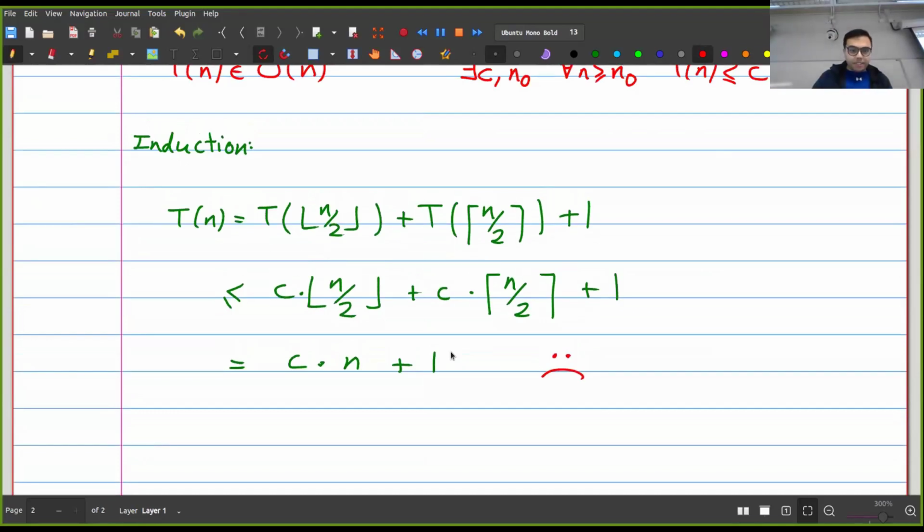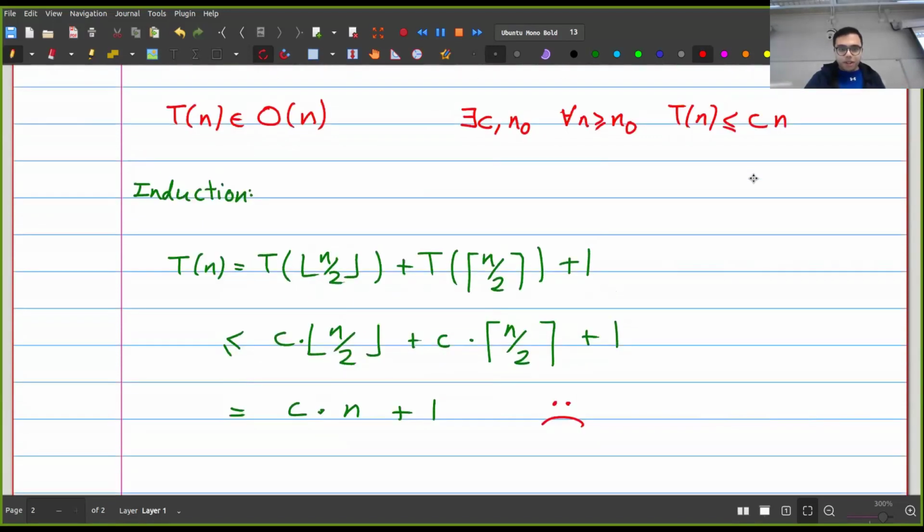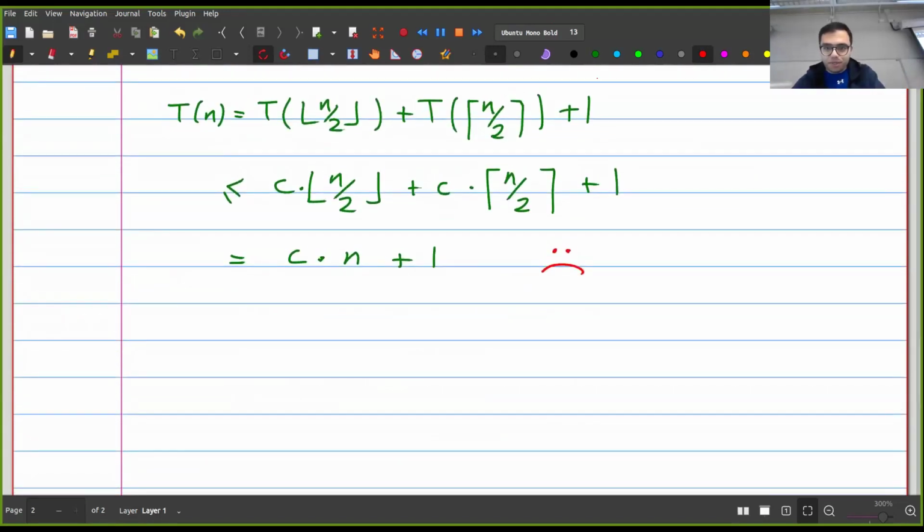Look, your guess is correct. T of n is in O of n. But if I want to rigorously prove it with induction, I get this kind of problem. Now, the problem is that actually my induction hypothesis is not strong enough. So what I'm going to do here is to change it. And instead of showing that T of n is less than or equal to Cn, I'm going to subtract something from Cn. But I'm going to subtract something that is much smaller than n. So let's say I subtract a constant. So I'm going to change what I want to prove.